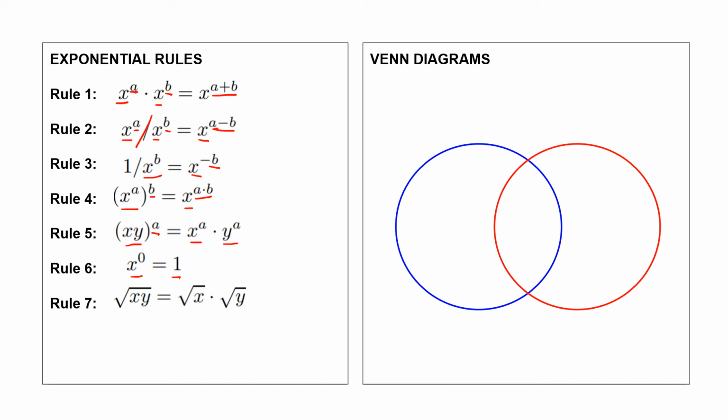And rule 7, we have 2 numbers that are square rooted, and you can break that down into the square root of the first number times the square root of the second number, because this is the same thing as saying x, y, both raised to the 1/2 power, and we can refer to Rule 5, and that's how we break it down. Okay, moving on to Venn diagrams.